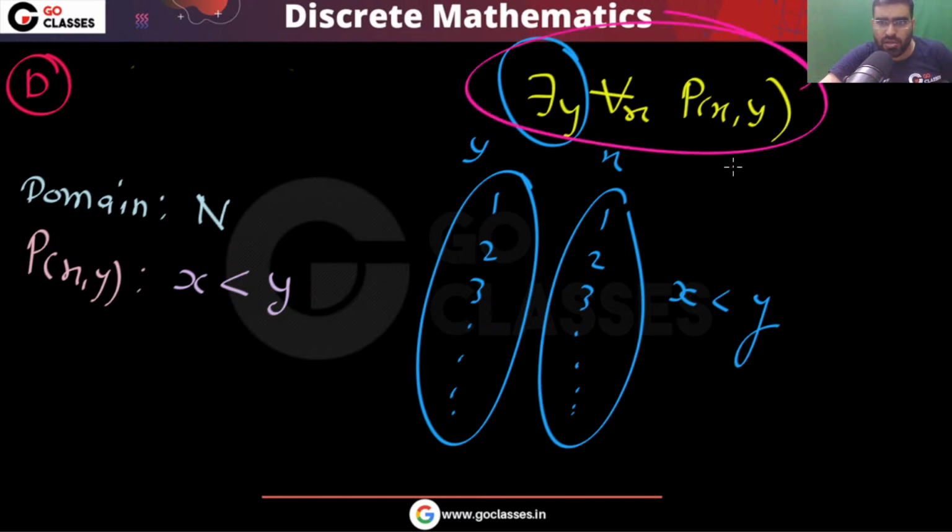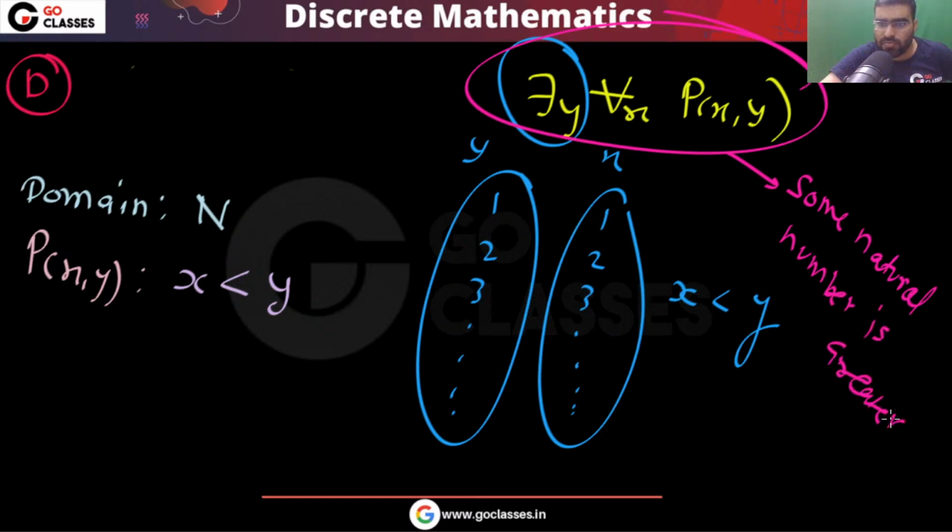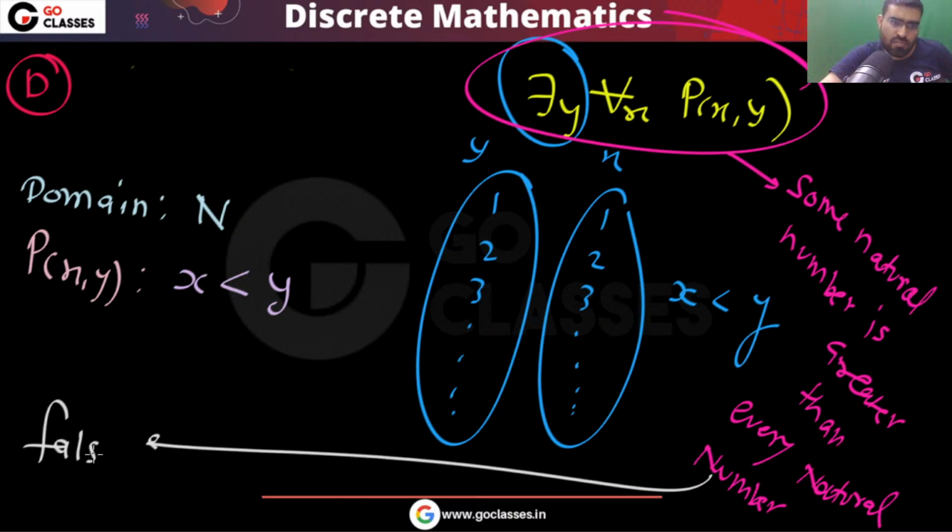You tell me this simple point. This means that some natural number is greater than every natural number. So this is definitely false. Can I say infinity is greater than every natural number?